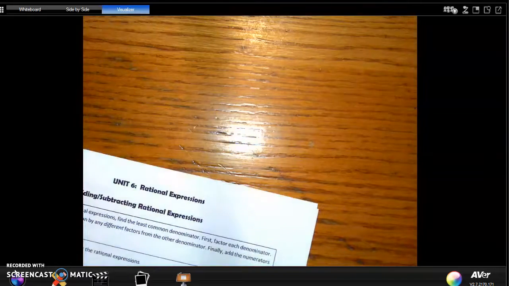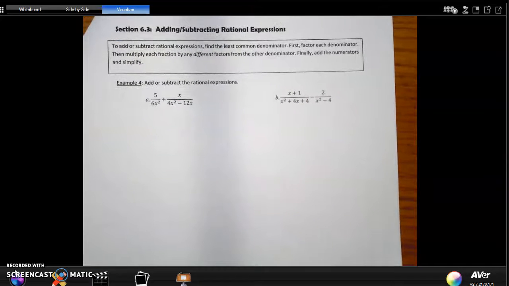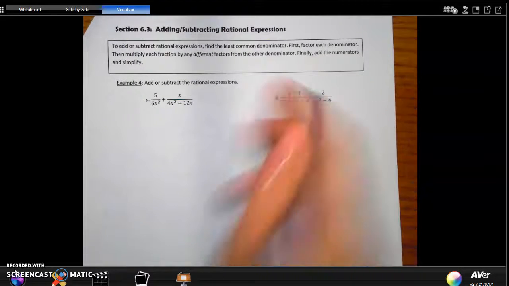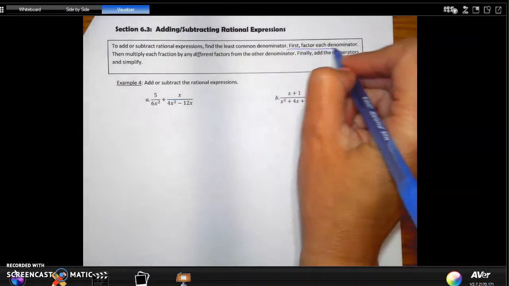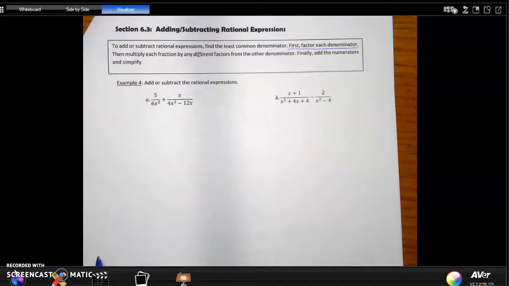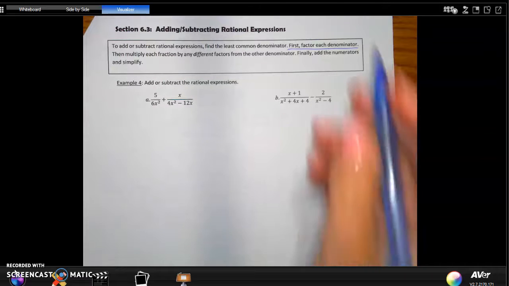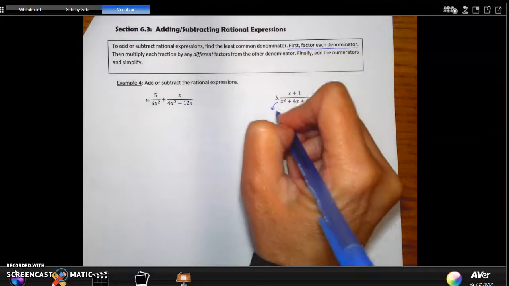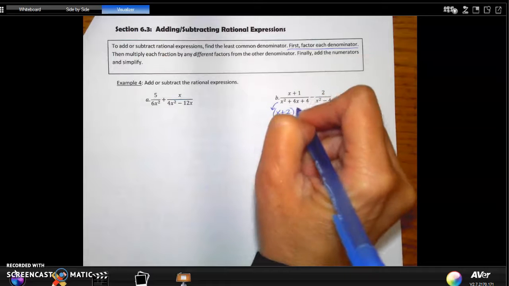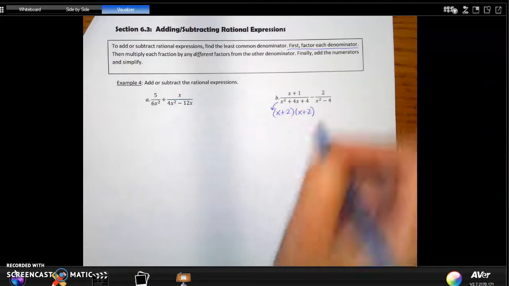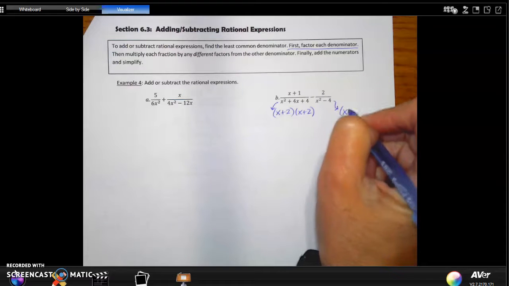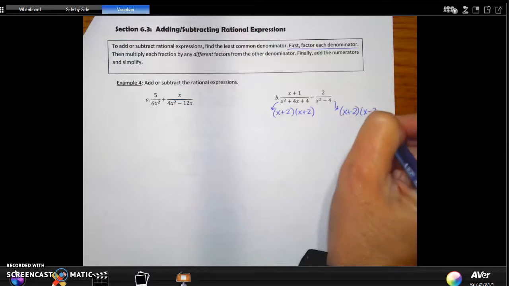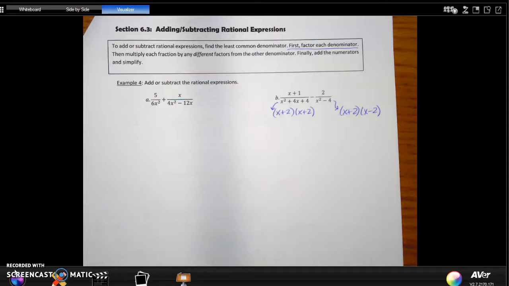And I just want to show you something that's a little tricky. I'm actually going to do B first and then A. So sometimes when you have some denominators that are a little bit more complex, the first thing you need to do is factor each denominator. Now we didn't have to do that on the other side because they were a little more simplified. So this ends up being x plus 2 when we factor it. This one ends up being x plus 2, x minus 2, right?